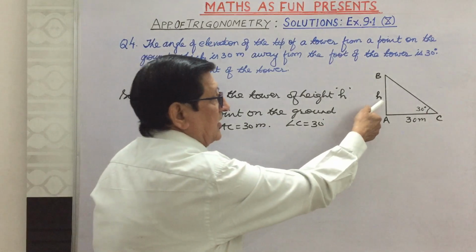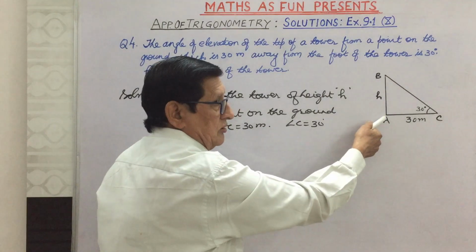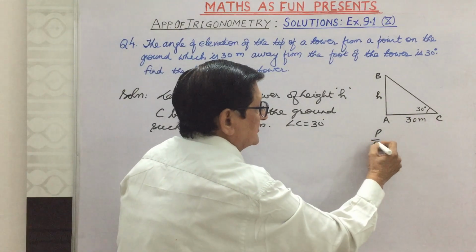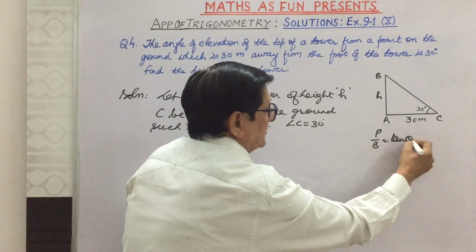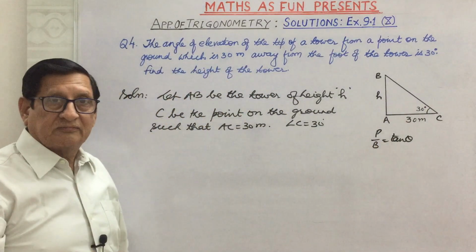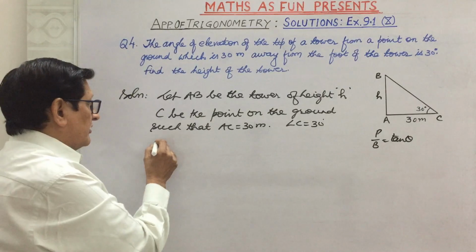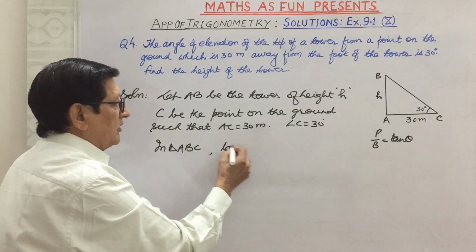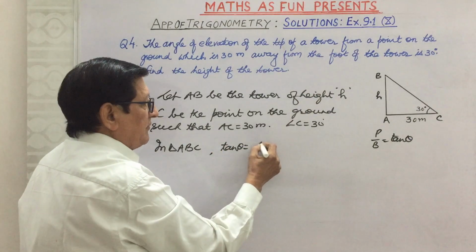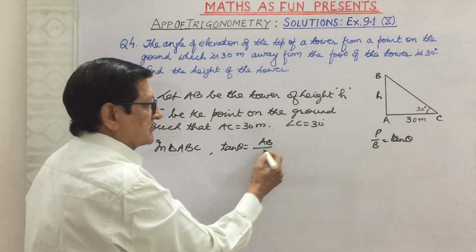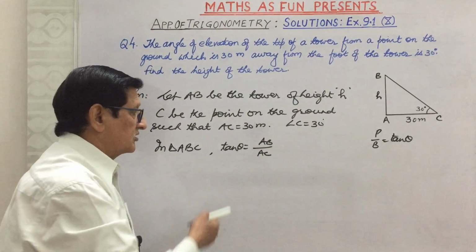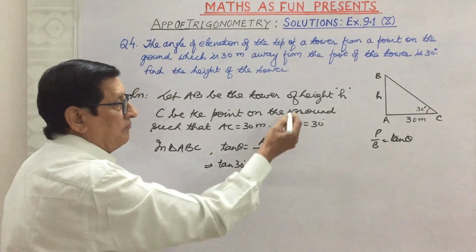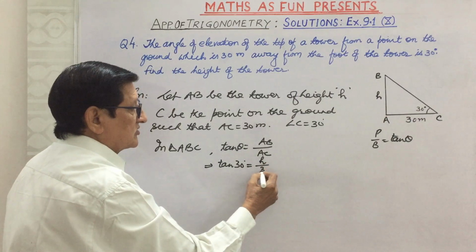Now here we have to find out the height. This is the perpendicular and the given is the base. Perpendicular upon base we know is tan theta. It means in this case we will be applying tan theta. So we write, in triangle ABC, tan theta is equal to P means AB, that is perpendicular, upon base, that is AC. Theta is 30 degree. So we get tan 30 degree is equal to AB means H, AC means 30.